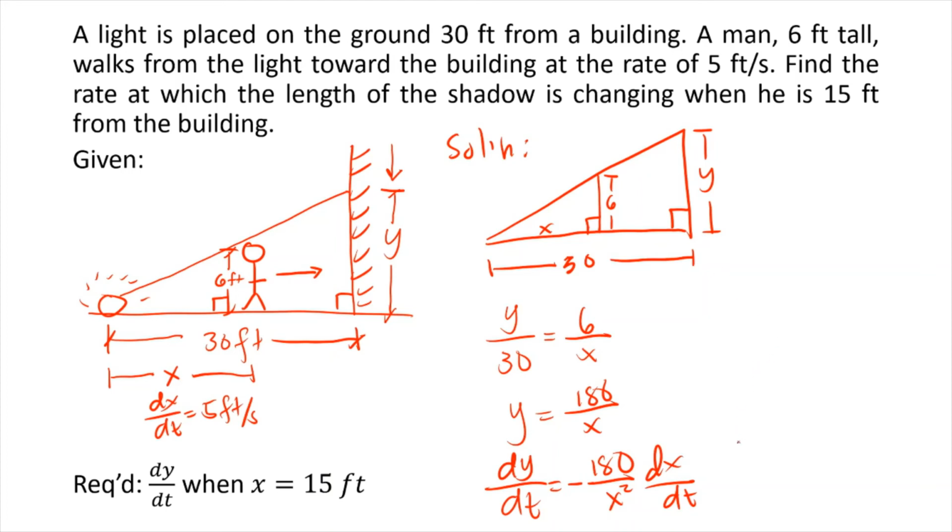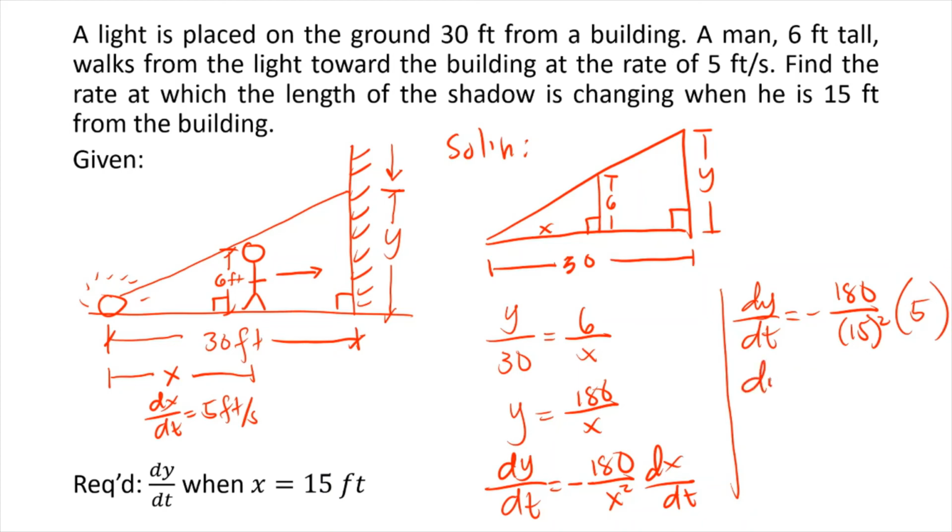Alright, so let's check if all the needed quantities are given. x is given as the condition, x equals 15. Then dx/dt is given also as 5 feet per second. So let's solve for dy/dt. This is equal to negative 180 over x, where x is 15, squared, times dx/dt, where dx/dt is 5 feet per second.